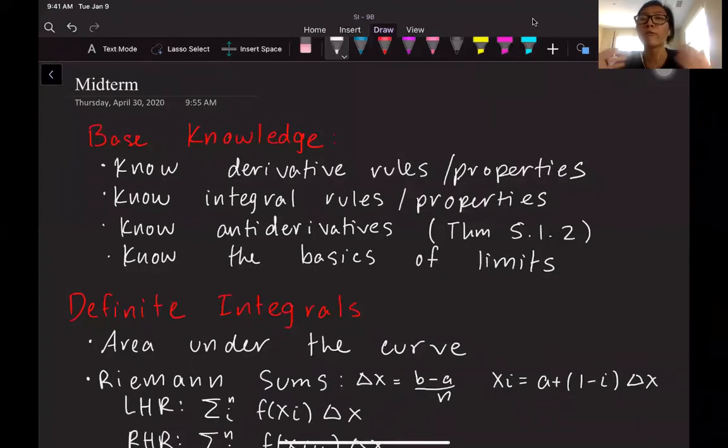First off, I'm going to go through a very general review and my tips and tricks for each of the things that you've learned so far, reiterating some important properties and things to remember going into the midterm.